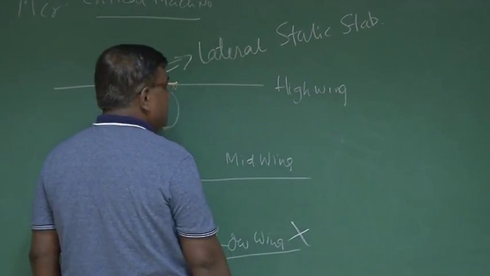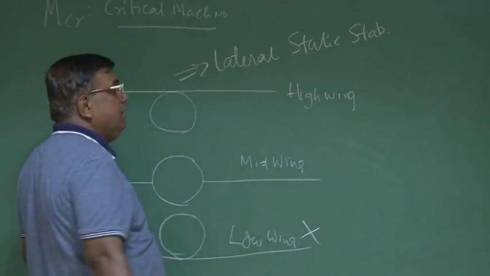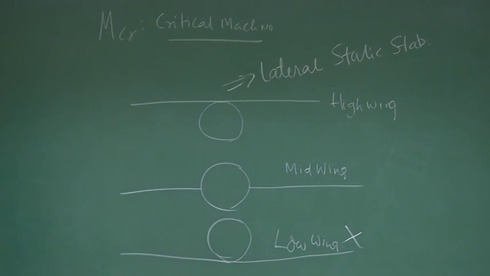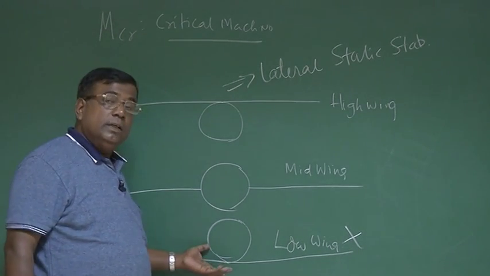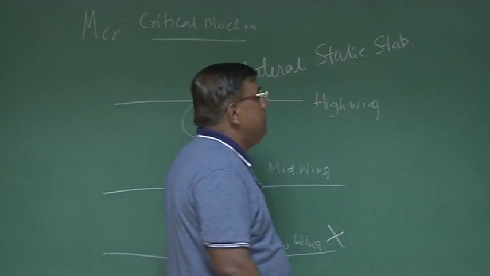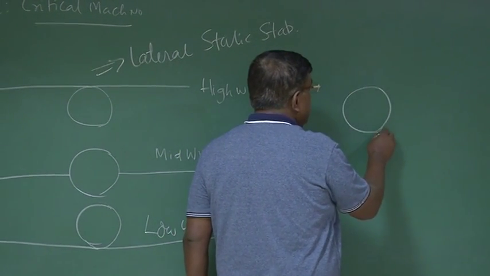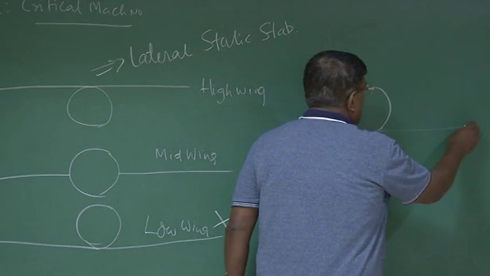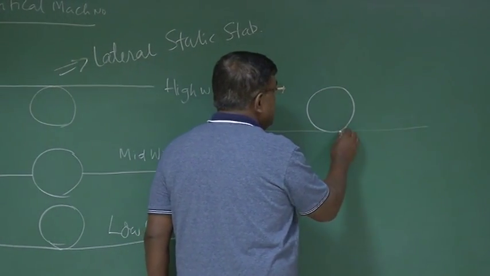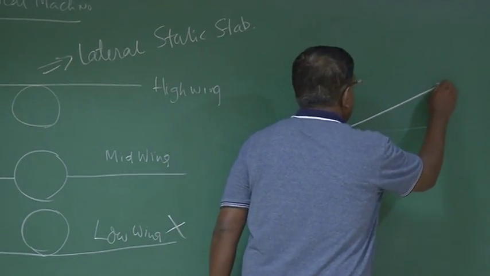This is unstable, and this is mid-wing in between. But suppose there is a compulsion that you have to go for a low wing. So what do you do? What is the option? Okay, no problem. Instead of installing the wing like this, I'll install the wing like this.